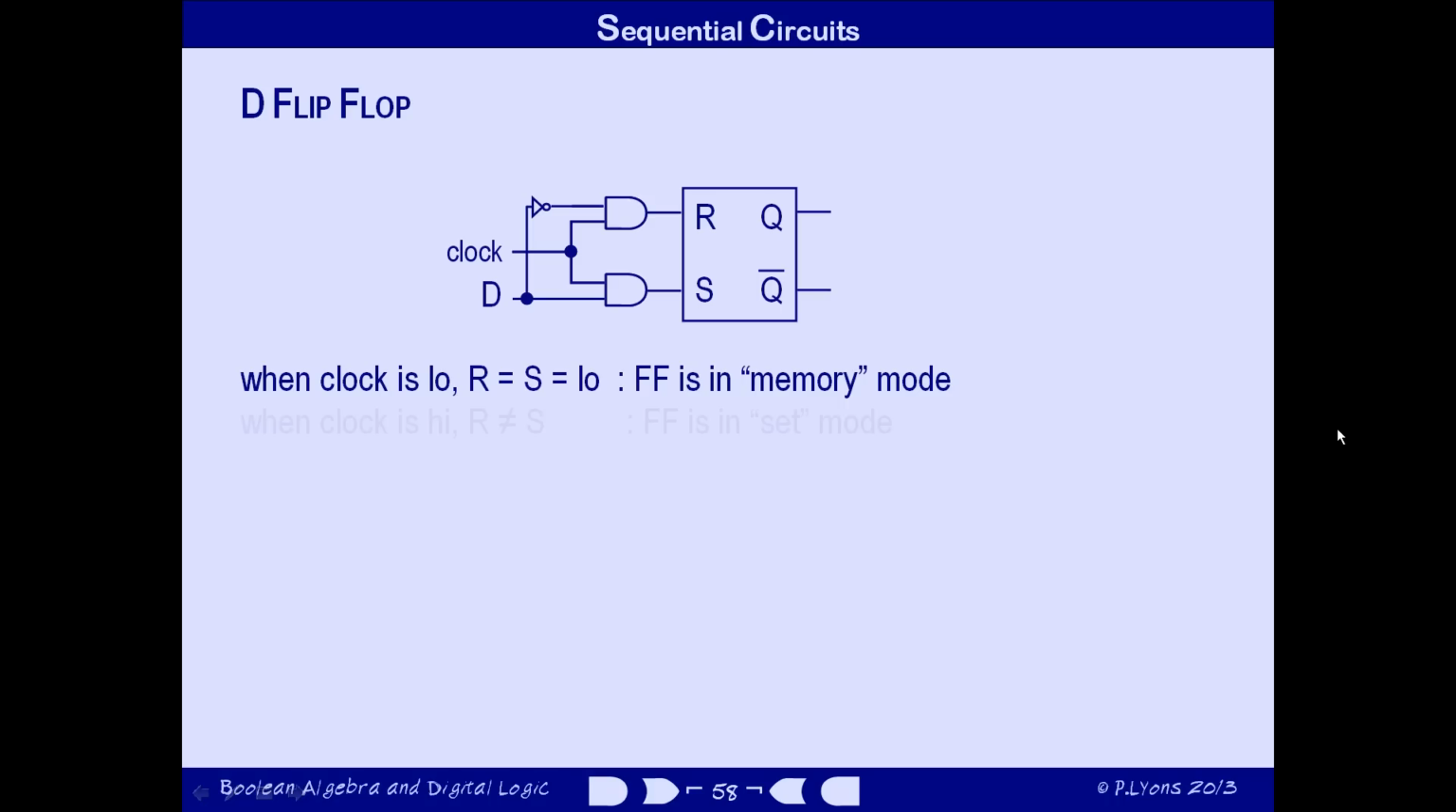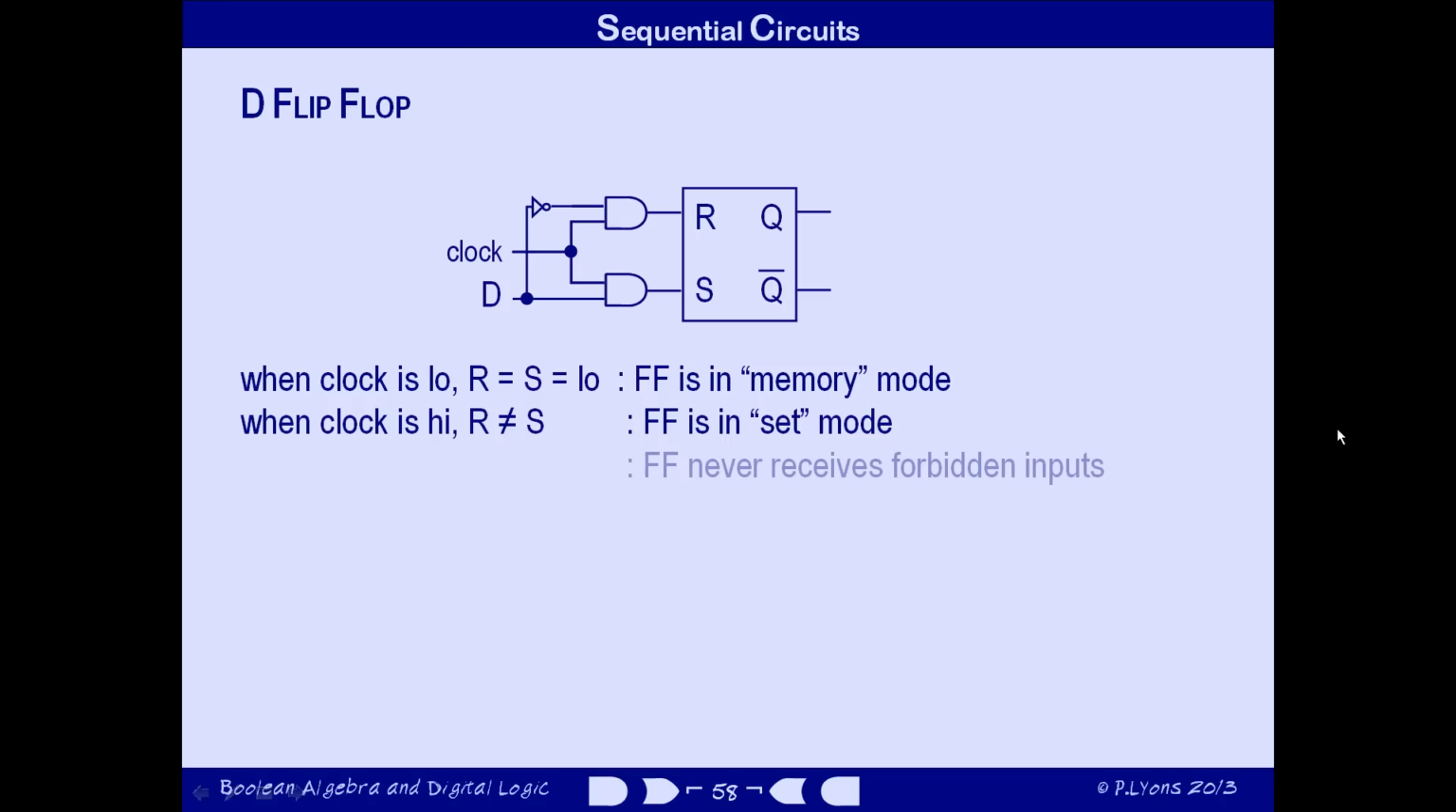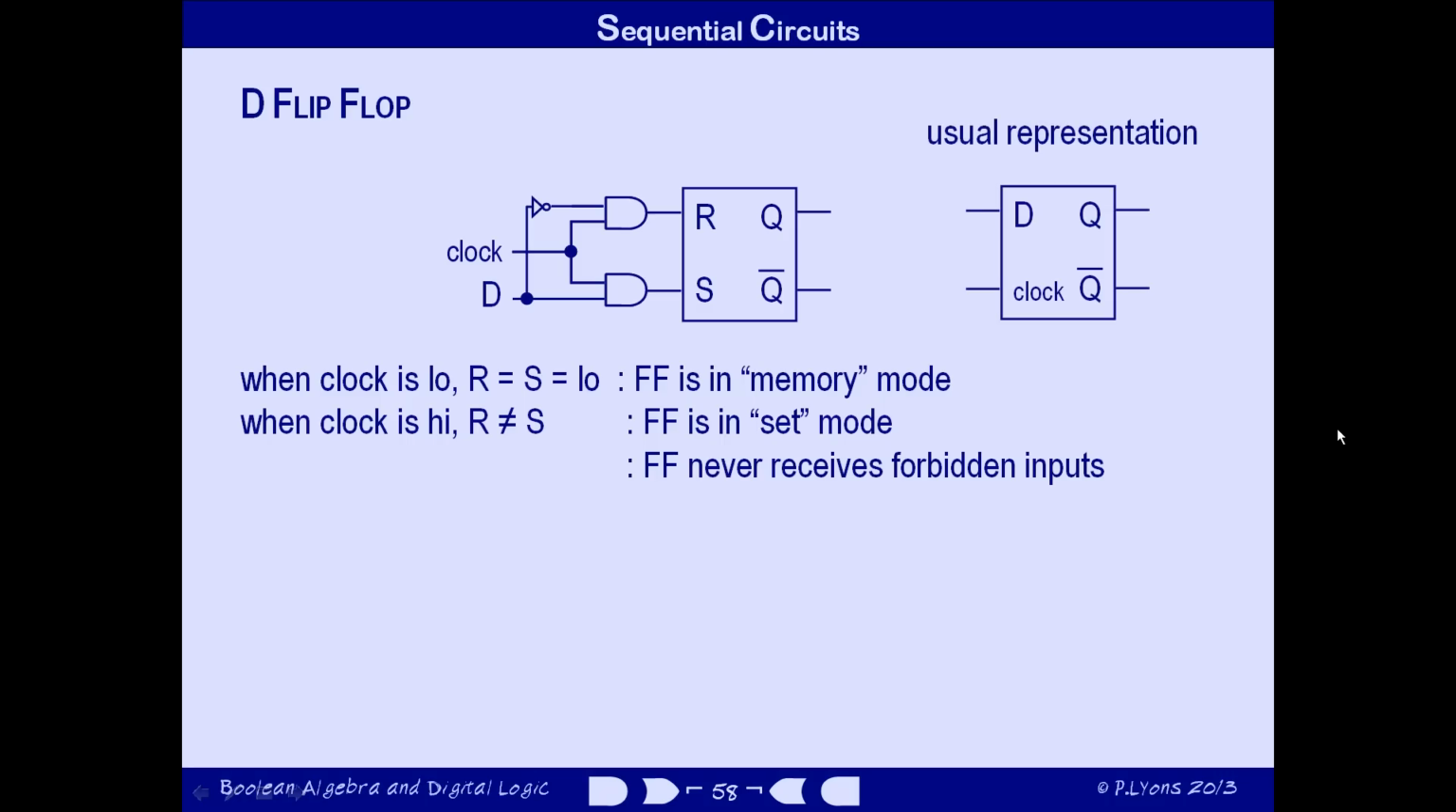And when the clock is high, the AND gates allow D and its inverse through as S and R, so that the flip-flop loads a new value. Furthermore, the inputs R and S can never both be 1 simultaneously because of that inverter, so the RS flip-flop is never presented with the forbidden input combination of 2 high voltages.